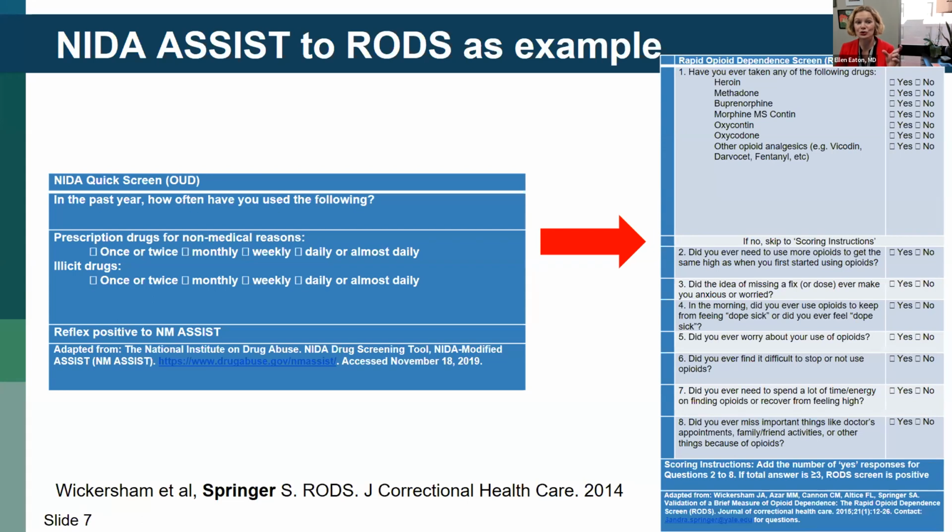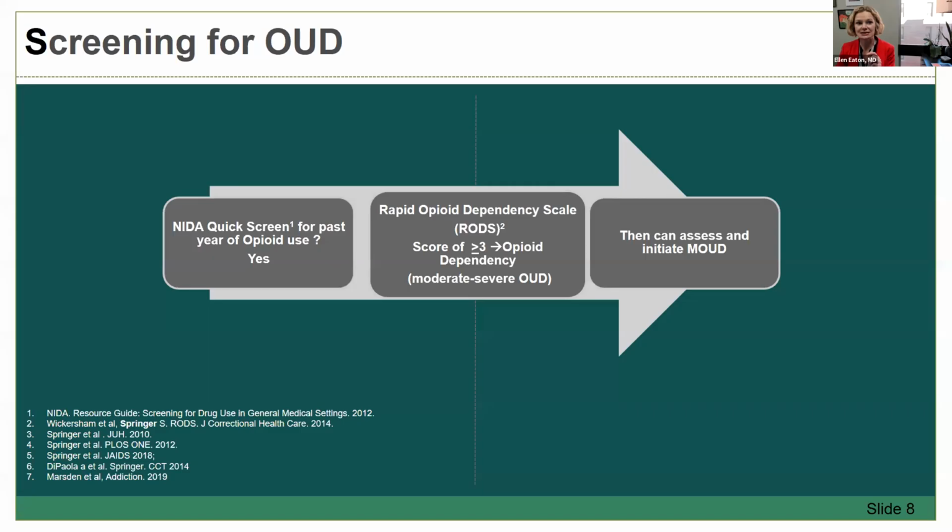So here's an example where you can easily screen with 2 questions, again on the left, with this validated tool, and then if positive, reflexively drill down on opioid use specifically to rapidly diagnose. And then if you follow patients across the screening continuum on the left, doing the quick screen, followed by the rapid opioid dependence scale, and then if positive, we would encourage you all to consider starting medications for opioid use disorder. And we're going to tell you a little bit about how that can look.